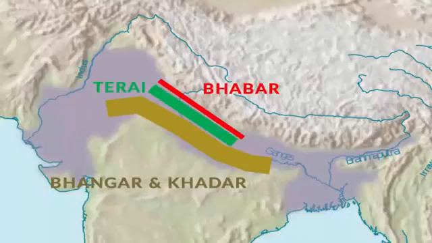Now from north to south, these can be divided into three major zones: the Bhabar, the Tarai and the alluvial plains. The alluvial plains can be further divided into Khadar and the Bhangar.